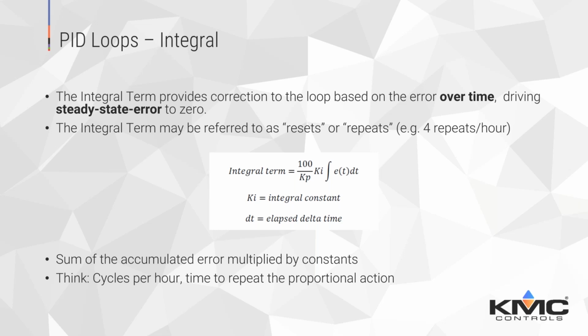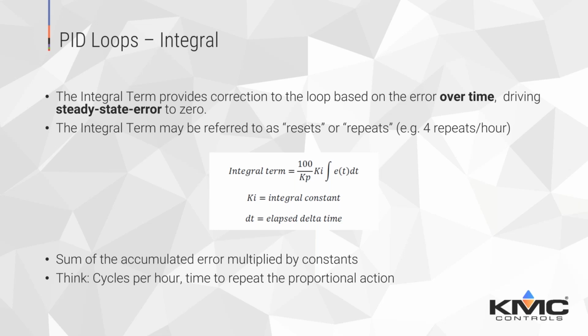Ideally, we'd like our error to go to 0, and that's what the integral is going to do. It's going to keep adding a little bit of loop output over time to try to bump that output further than the proportional band could do on its own, and that should drive my error down to 0.